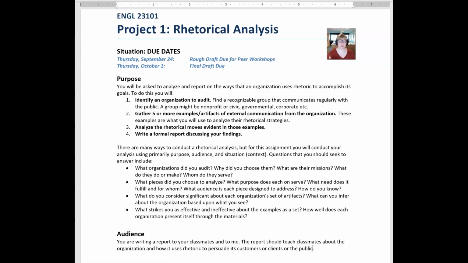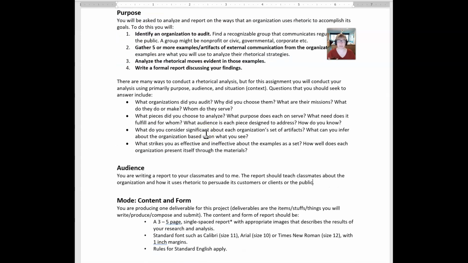Okay, so the next thing you're going to notice is purpose. So I already kind of explained what a rhetorical analysis is. Remember, it's a complete package of a communication that you're taking apart to look at all its pieces. Here, what you're going to notice is that you're going to be analyzing those pieces in particular ways.